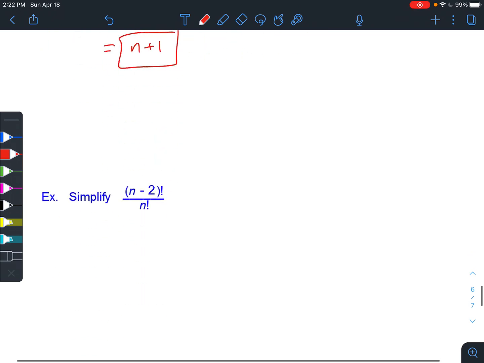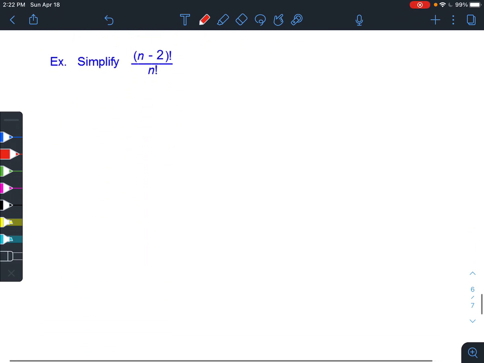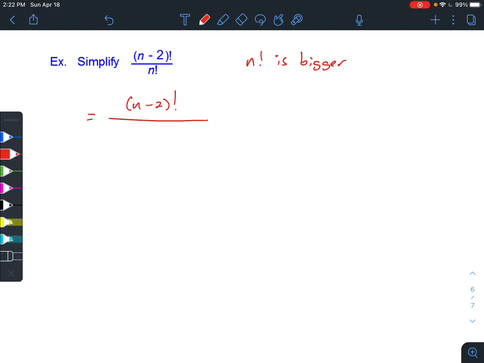All right, let's try one more that's a little bit messier. Now I've got an n minus 2 factorial on top and an n factorial on the bottom. Notice who's bigger between n and n minus 2 is the n, because it hasn't had anything subtracted from it like the other guy was. So basically n factorial is bigger, and the bigger guy is the one I want to expand. I've got the n minus 2 factorial on top, and on the bottom I've got n, times the next smaller number down, n minus 1, times the next thing smaller down, which would be n minus 2, and that's what I have on top, so that lets me stop right there and just end with the factorial.